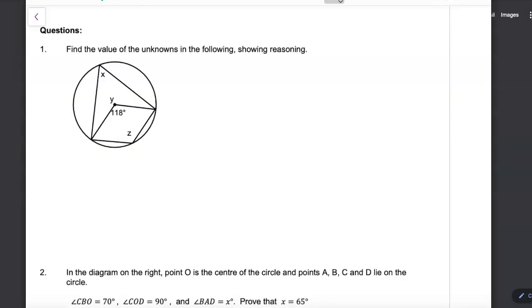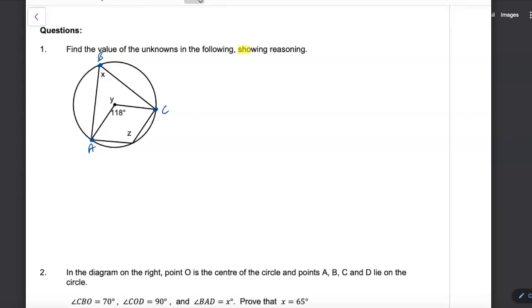So let's take a look at the question. So I can see a circle where I've got some points on the circumference. I could call these two bottom points A and C, creating the arc AC and the point B. And I've created some angles from these points in that arc. So what I want to do is find the value of X, Y, and Z.